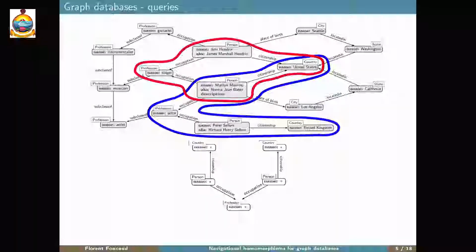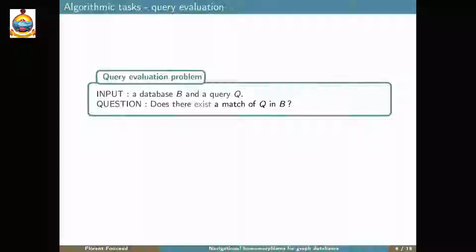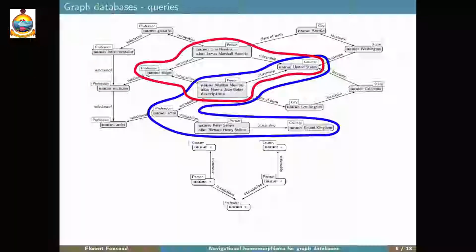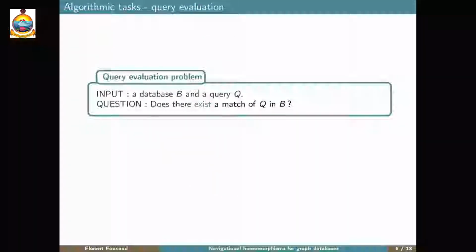So we want to return both of them. Okay. So, right, for now, a query in a graph database will just be another small graph, and I want to find the homomorphisms from that graph to my graph database. Okay? So this is exactly the query problem on graph databases, let's say. So what kind of problems do people study?